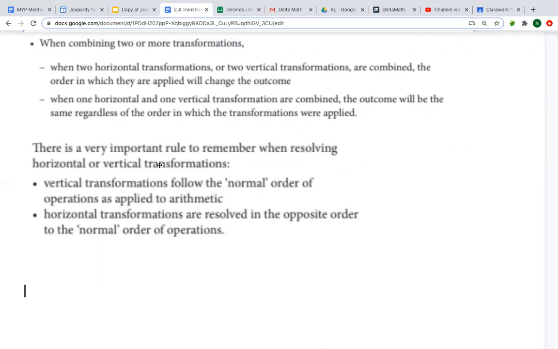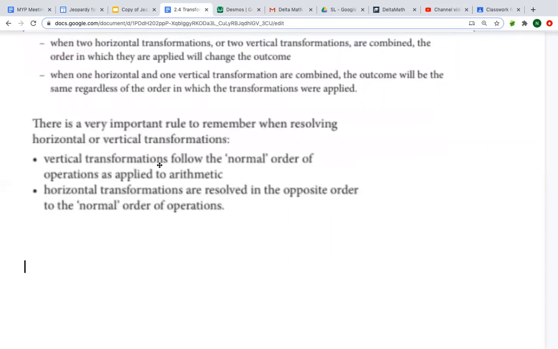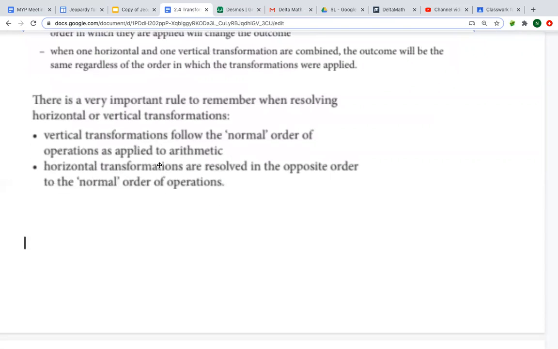So there's an important rule to remember with horizontal and vertical transformations. And this is where we're coming to the opposite. Vertical transformations follow the normal order of operations as applied to arithmetic. What we mean by order of operations, remember your PEMDAS, which just as a review is multiply or divide from left to right and add or subtract from left to right. It doesn't mean you always multiply first.